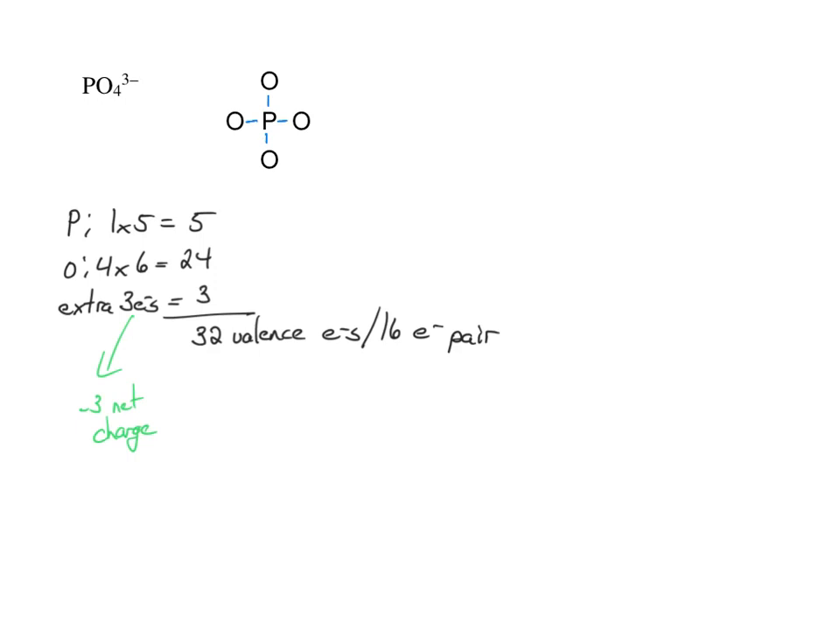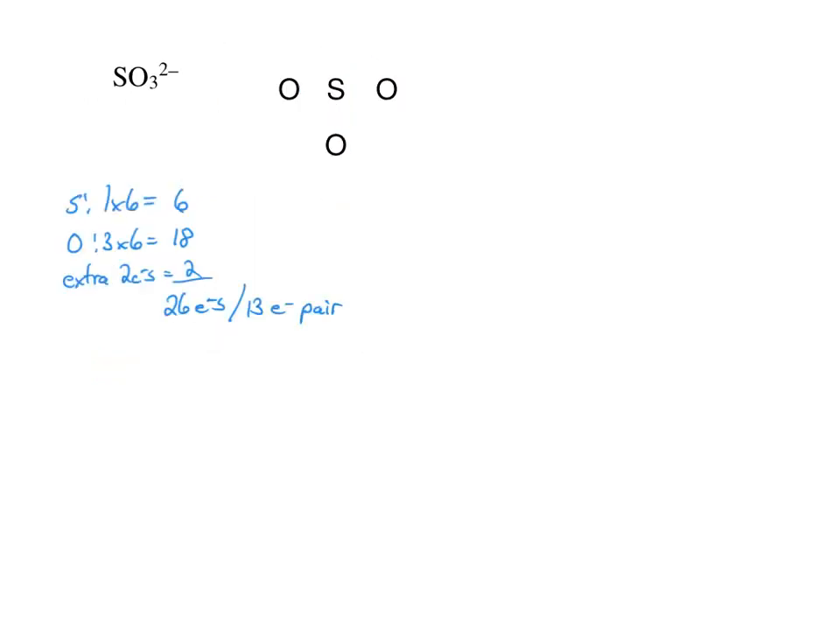Connecting up the outside atoms consumes 4 of our 16 electron pairs, and the remaining electron pairs go on the outside oxygen atoms, and we see we have a total of 16 electron pairs. When we represent this ion, we want to show that this whole ion has a -3 charge associated with it.